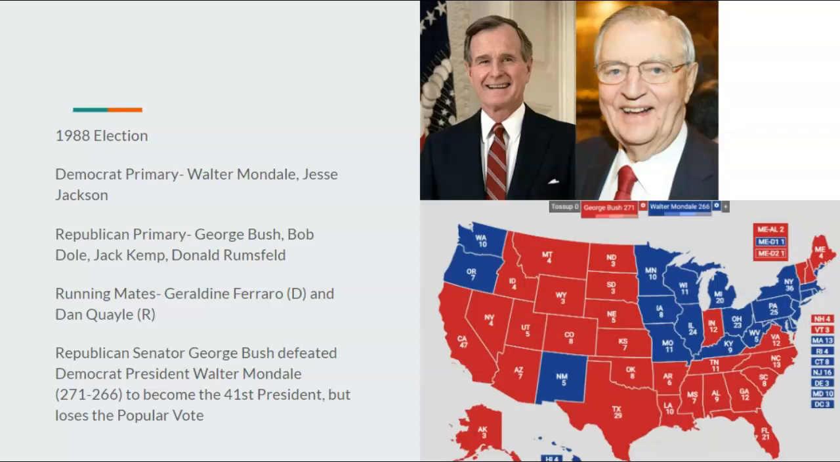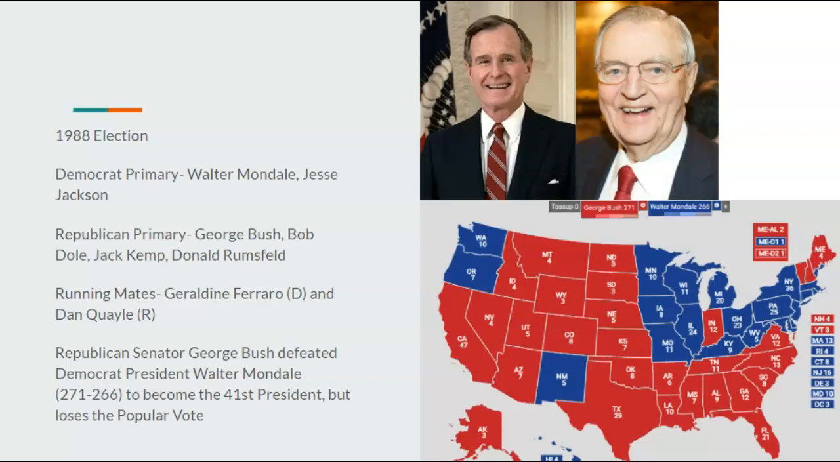He runs on an anti-Mondale, anti-far-left, anti-socialist message, which doesn't work all that well, as Mondale would win renomination. But in the Republican primary, George Bush would handily win with only token opposition from Bob Dole, Jack Kemp, and Donald Rumsfeld. Mondale's running mate still is Ferraro, and Bush's running mate would be Dan Quayle still.